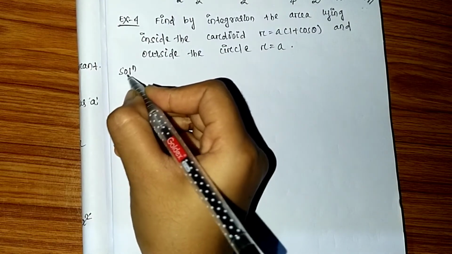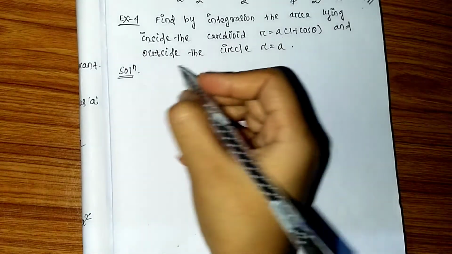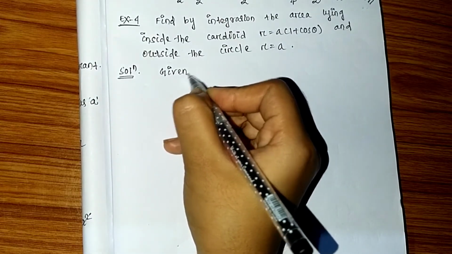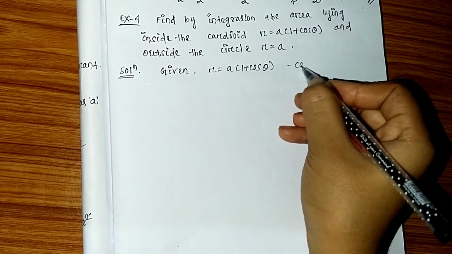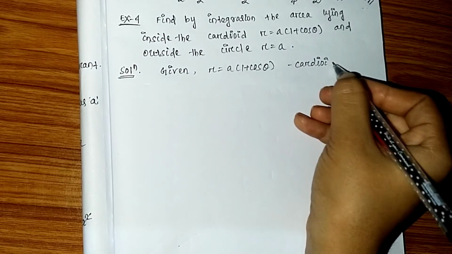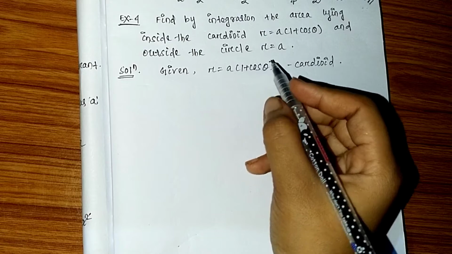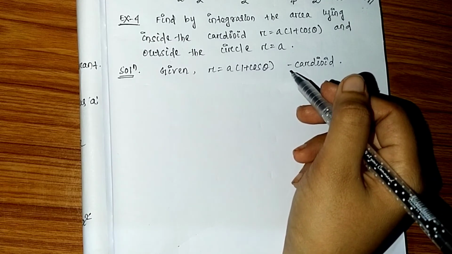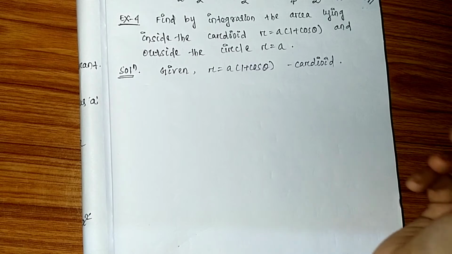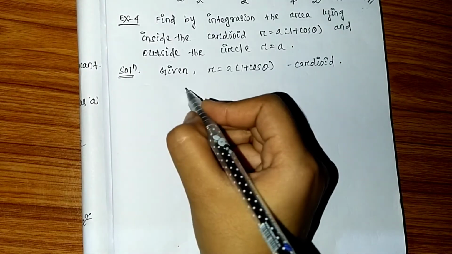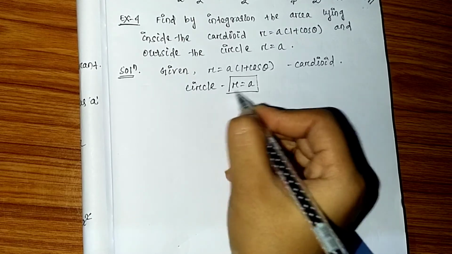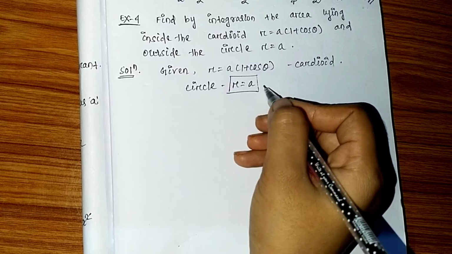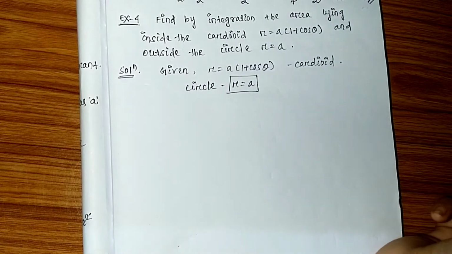Solution. First, you are given that r equal to a into 1 plus cos theta. This is our cardioid. You can see this by drawing it with the help of asymptotes. Next, our circle is r equal to a, that is, our radius is a. Then see how we draw the diagram.